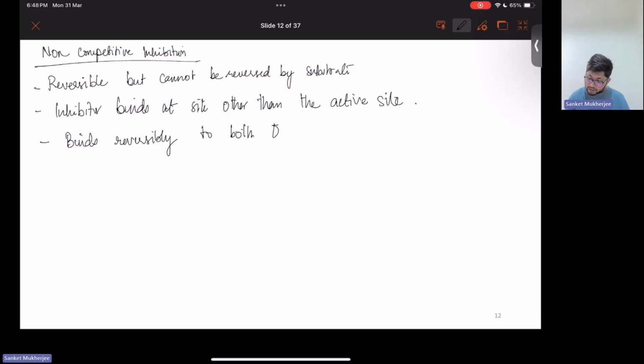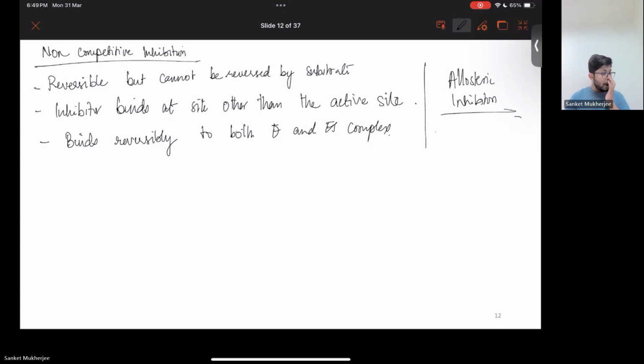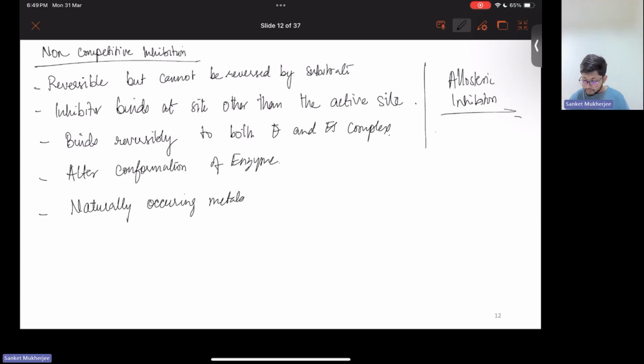Both enzyme and enzyme substrate complex. So an example for non-competitive inhibition would be allosteric inhibitors, very common. They alter the conformation of the enzyme. They're usually naturally occurring metabolic intermediates.